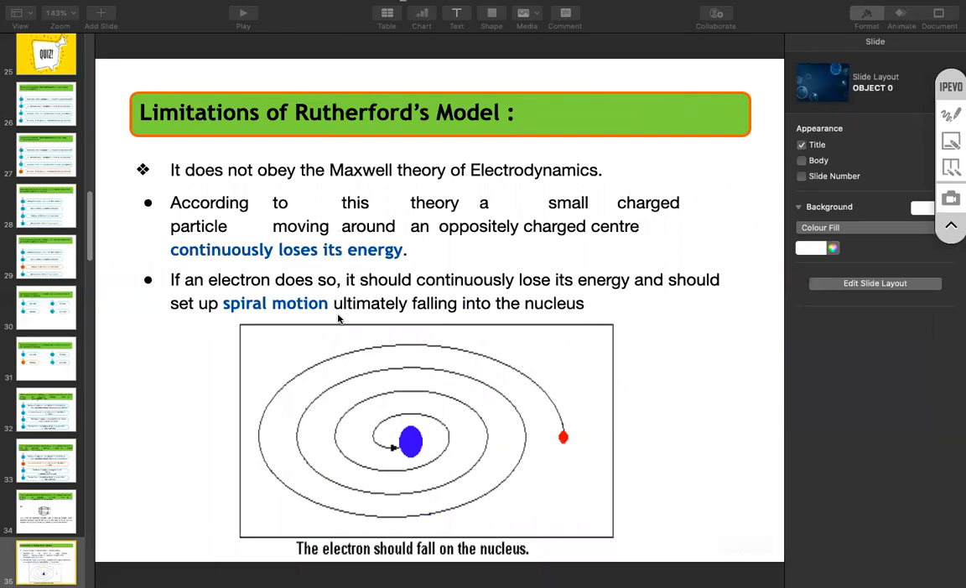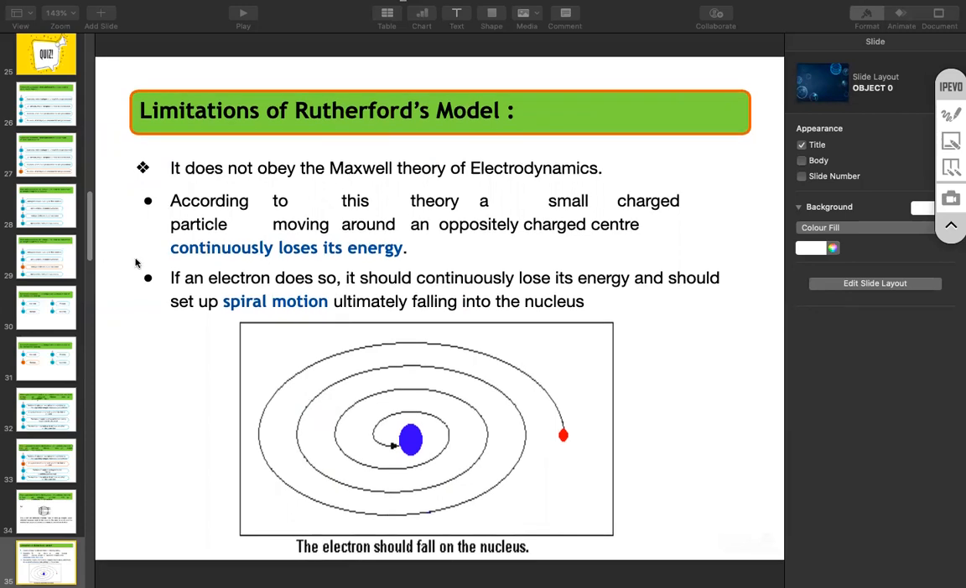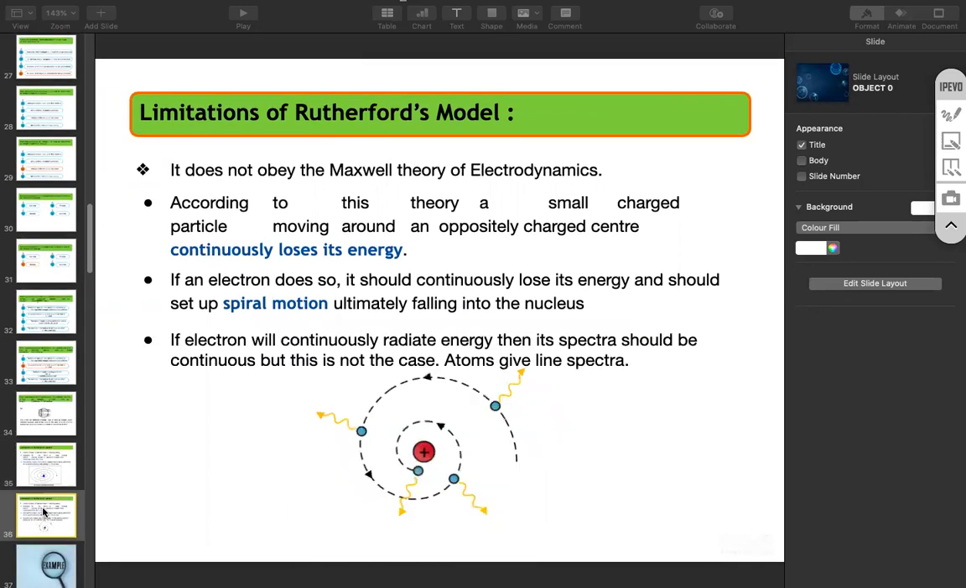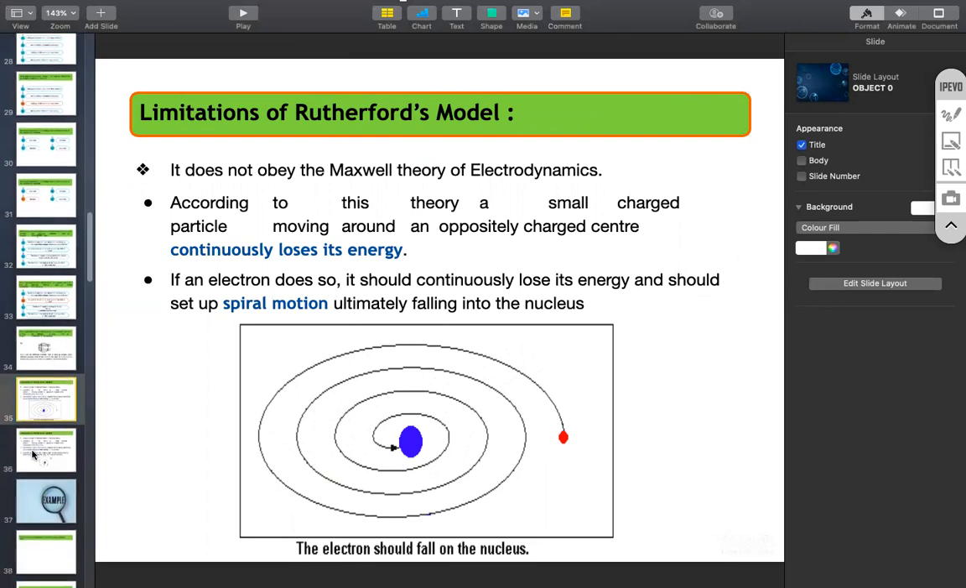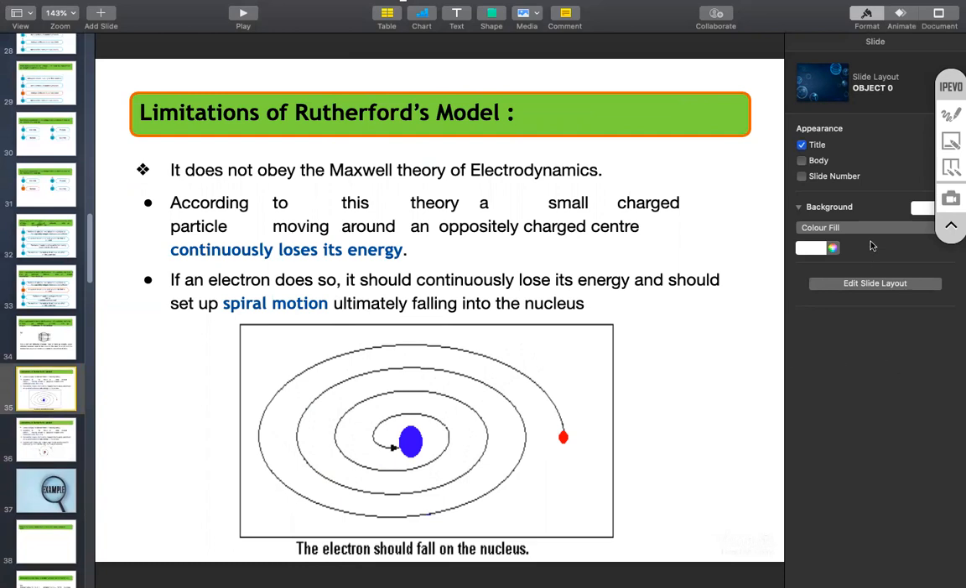So you can see here, the electron is revolving and continuously losing energy and finally falls into the center in a spiral. So this is the drawback of the Rutherford model. The electron should continuously lose its energy and move in a spiral motion. Have you finished writing this? Could I move to the next point? Yes, no?